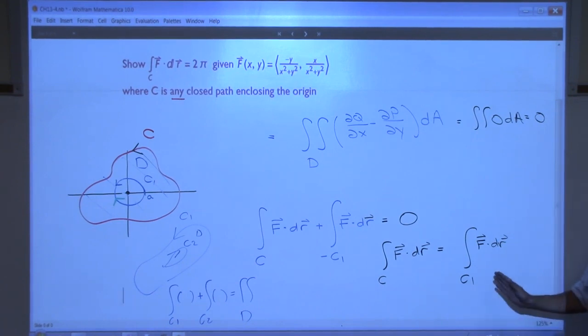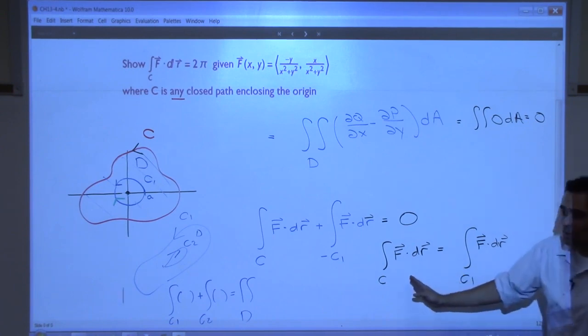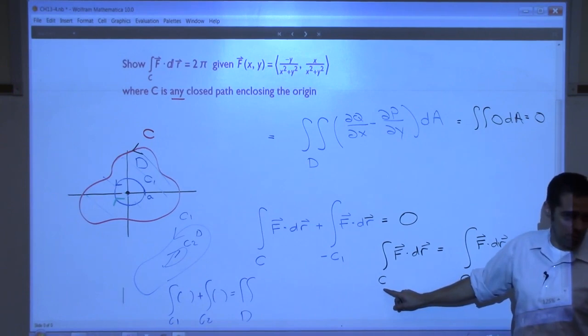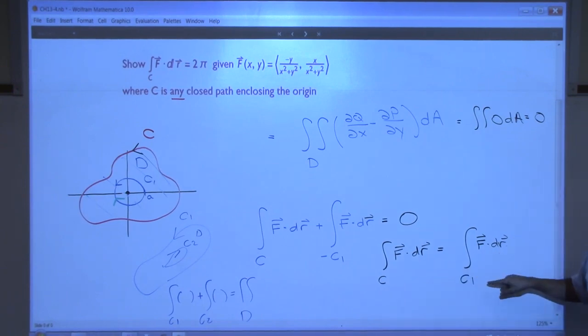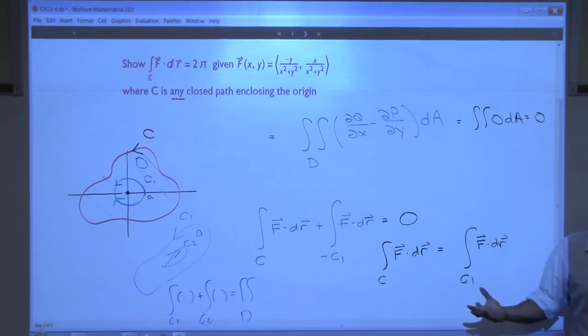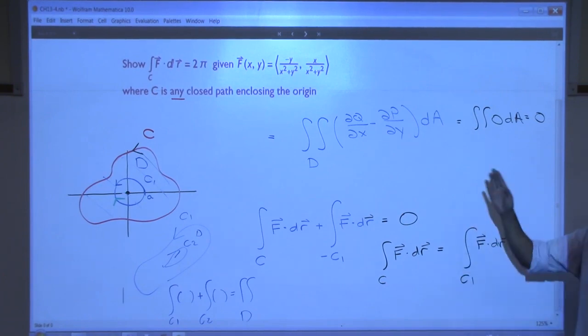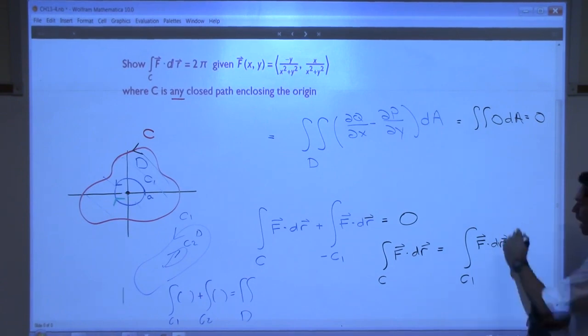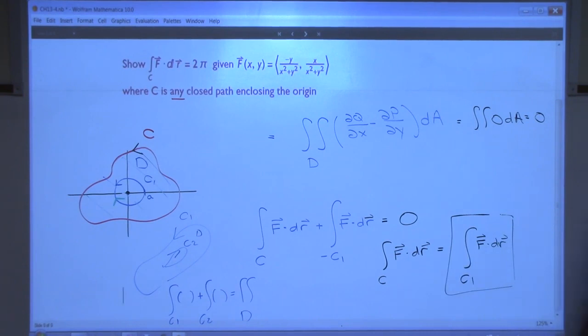Yeah? So what is this telling me? If I want to know this line integral over some arbitrary c, which I never told you what it was, it's the same as the one over c1. But that was just a little circle. Now, it only works for this particular vector field. This is not a general conclusion that we're drawing. It's for this particular vector field we're able to do this. And so I think we might be able to do that pretty easily. Let's see if we can actually do this one.